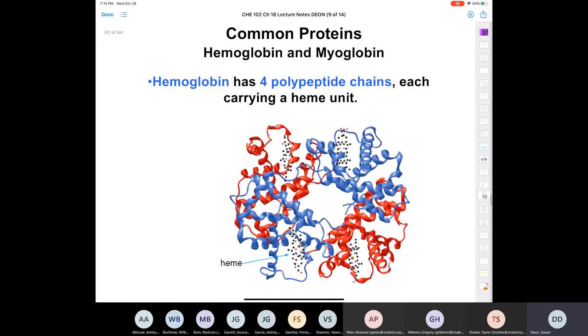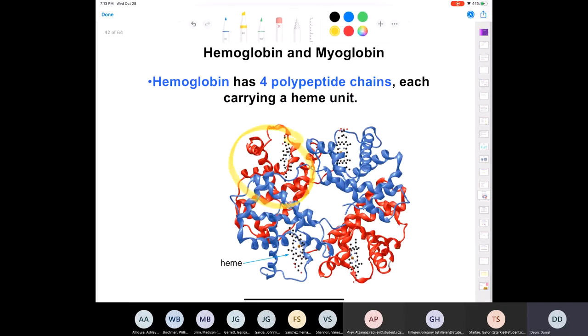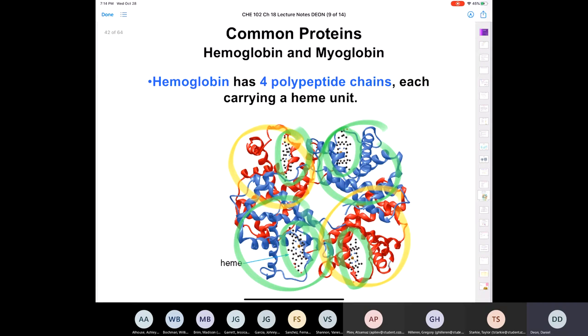Here's the structure of hemoglobin. You can see that you've got the four subunits. You have a subunit here, you have another one here, and another one here. And in each one of those subunits, you have a heme. There's one here, here, here, and here. So hemoglobin has four polypeptide chains, each carrying one heme unit.